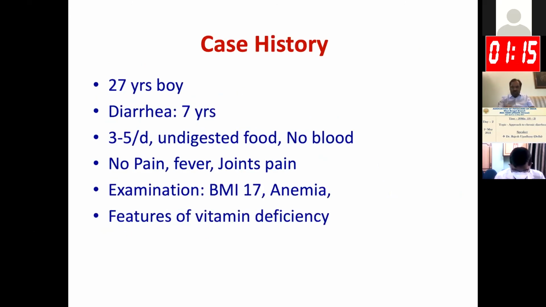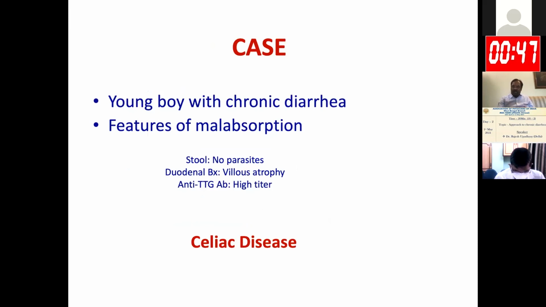So I'll just show you one or two examples of cases where diarrhea was there. This is a young chap with a long-standing diarrhea, 3 to 5 per day, undigested food, no blood, no pain, no fever, no joint pains. So it is a non-inflammatory type of diarrhea, but examination showed that the BMI was low, there was anemia, so there are features of malabsorption, including features of vitamin deficiency.